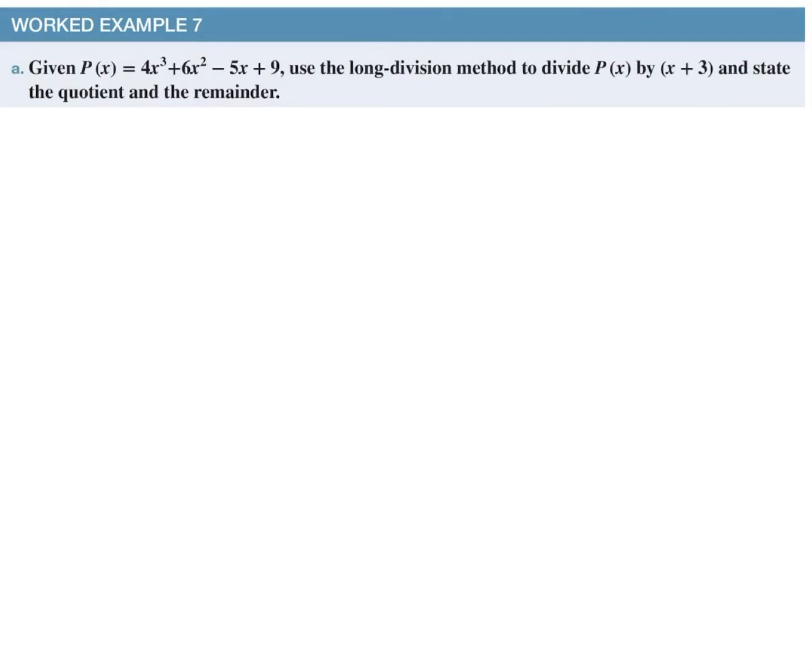So given that P(x), use long division to divide P(x) by x plus 3. I'm going to write this as a division problem. So I'm going to say this equals 4x cubed plus 6x squared minus 5x plus 9. Always leave spaces, so if there was no 6x squared there, you will just have 0x squared minus 5x. So please make sure that you leave space for every degree of x. And we're going to divide this by x plus 3.